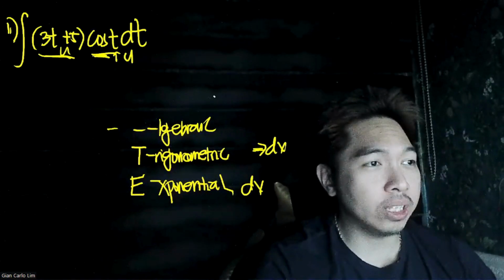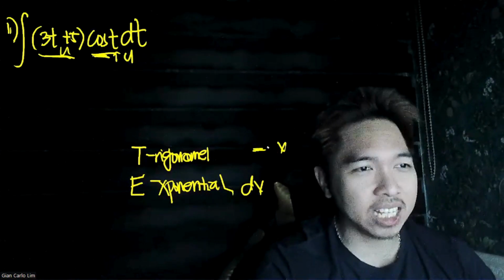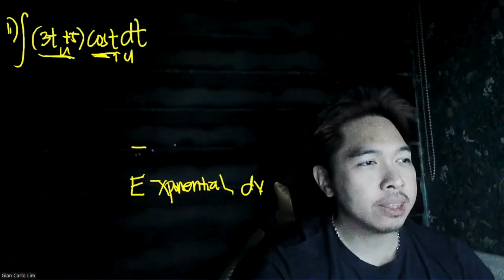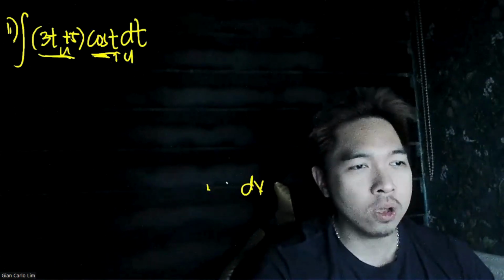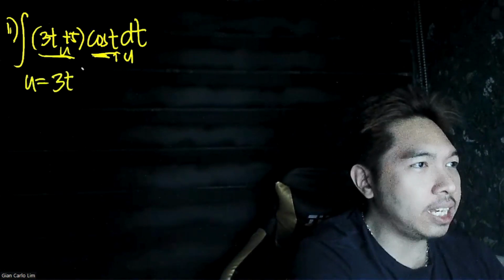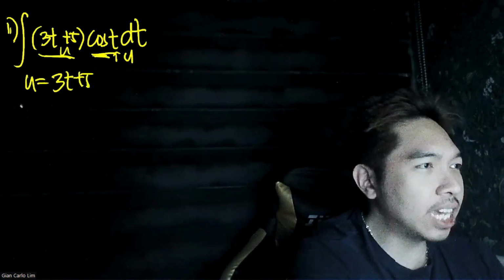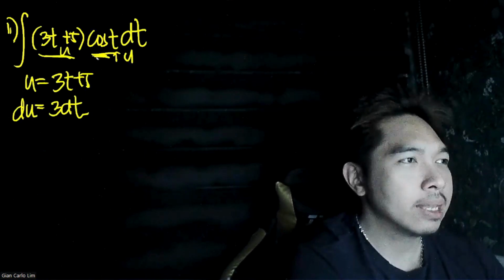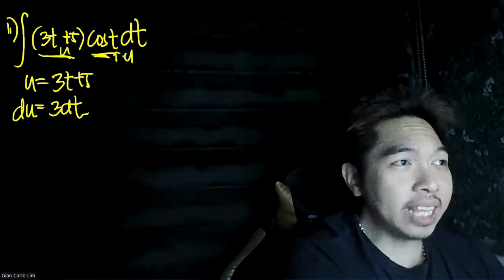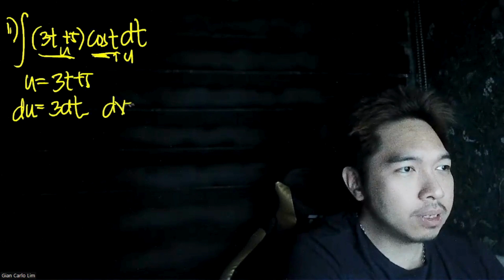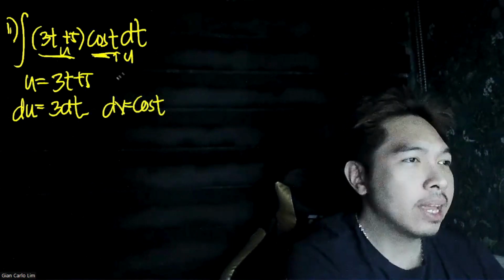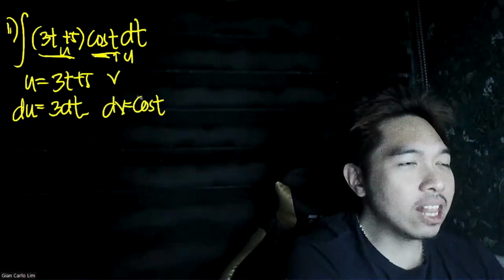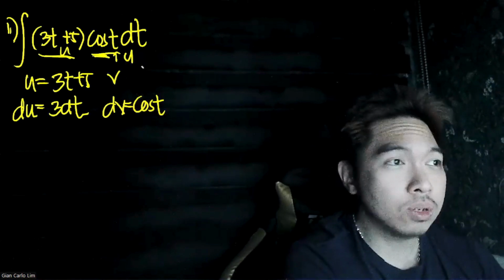Therefore, we're going to integrate this by parts. If we integrate this by parts, we will consider the equation as components of two different functions. So we let u be equal to 3t plus 5, and the derivative of u, or du, would be equal to 3 dt. Then, our integrand side would be dv equal to cosine of t, and the integral of cosine of t is equal to sine of t.